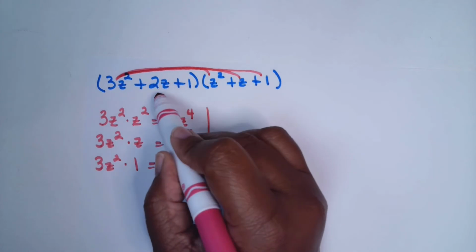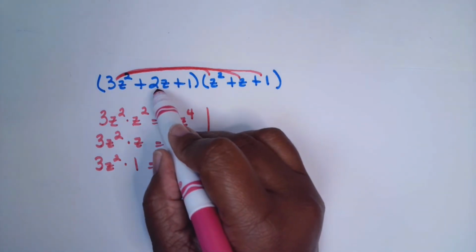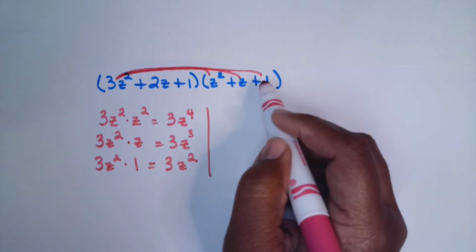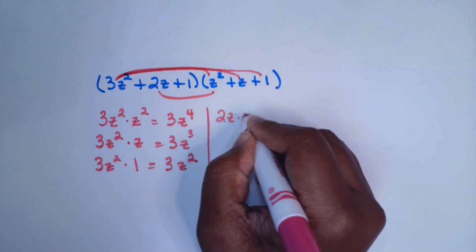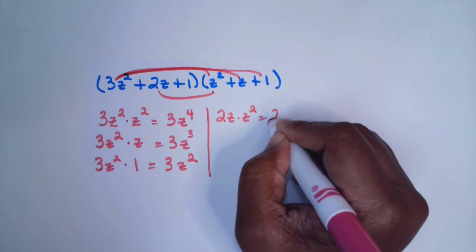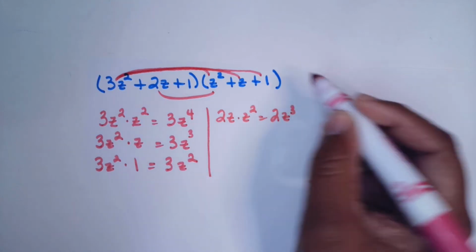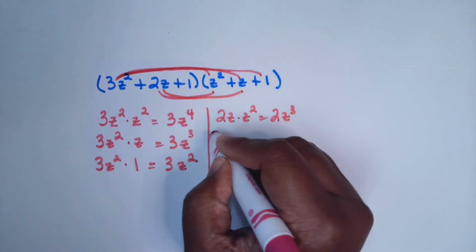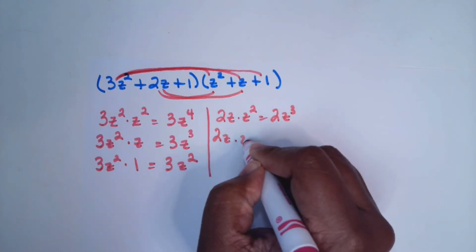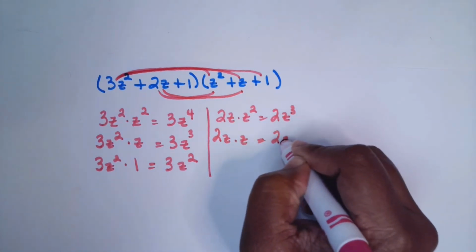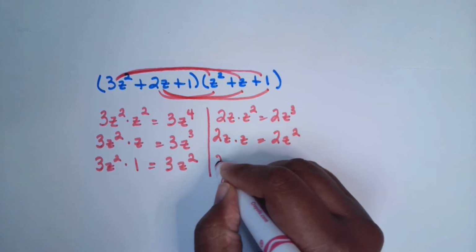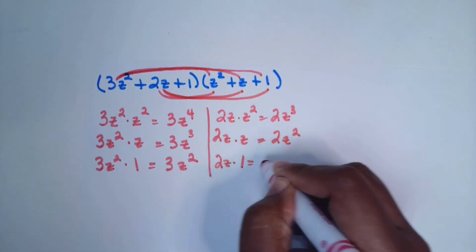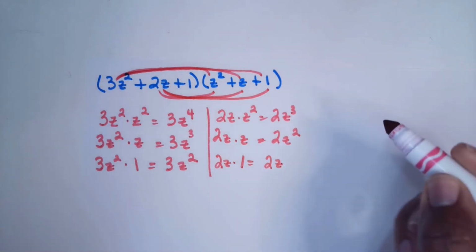Then we're going to take the 2z and we're going to distribute that to every term in the second parenthesis. So 2z times z squared, that is 2z cubed. Then you have 2z times z, that's 2z squared. And then 2z times 1, that's 2z.